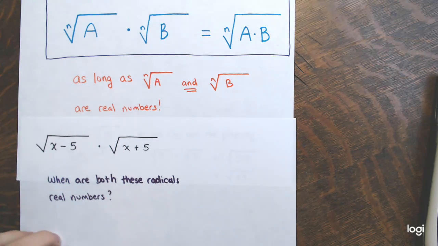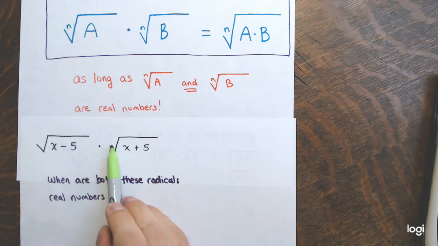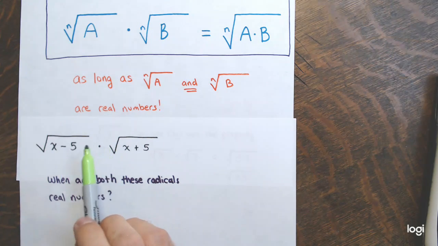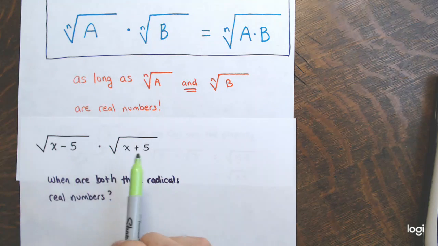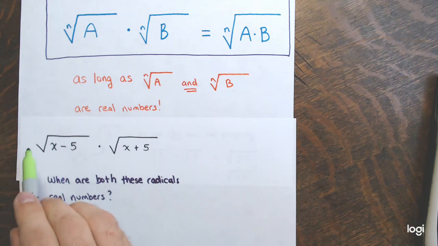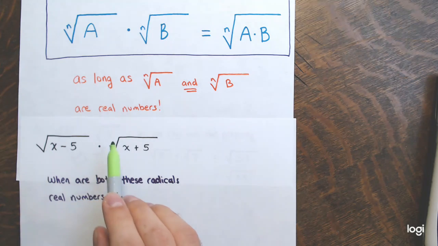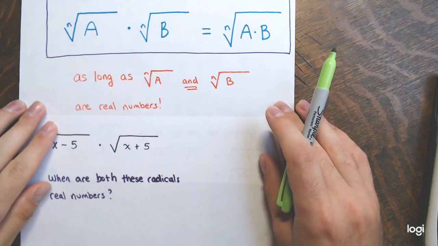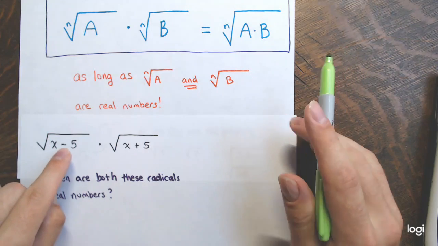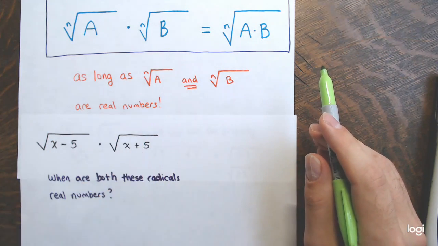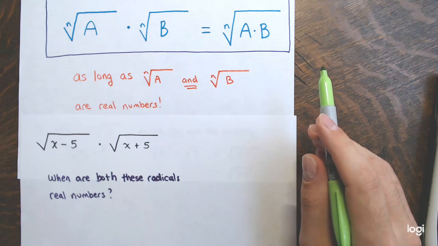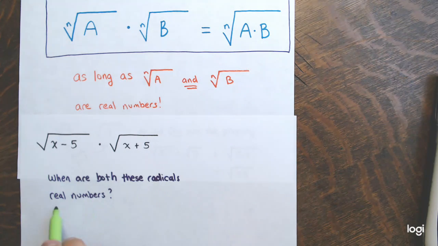Right. And the answer to that question: look at the radicals, and they're both even roots again. If they were odd, or if this was a cube root and a cube root, I wouldn't worry about it. I'd just be like, oh, I can plug in anything, right? Because you can take odd roots of anything, and that's in fact going to be my next example. But they are both even roots. Okay, so the radicands, the x minus 5 and the x plus 5, notice the word and there, they both have to be non-negative. So when are both these radicals real numbers?